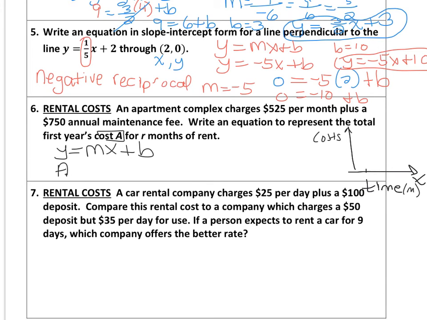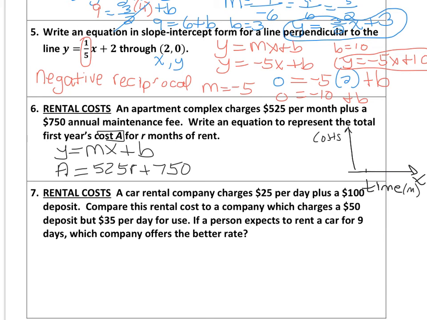And we're going to put in here our monthly rate, which is $525, and we're going to multiply that by the number of months. And then we have a $750 annual fee put on top of those costs. So that's an equation that would represent the first year's costs.